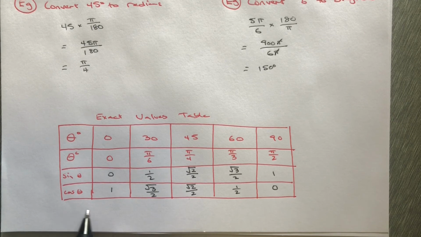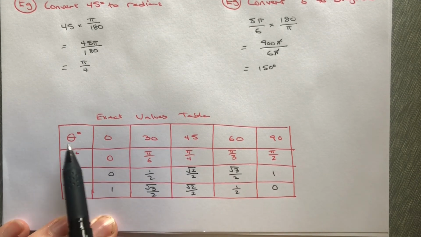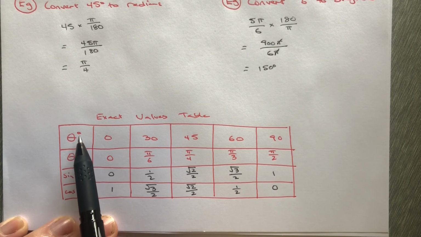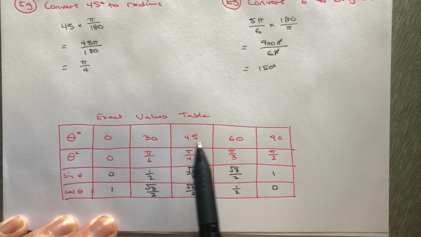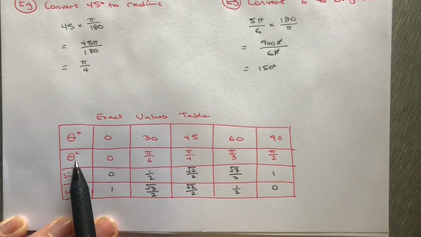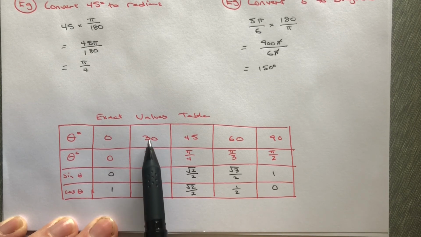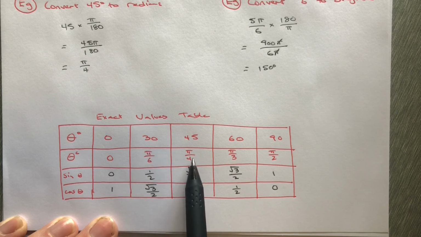You'd normally have a tan row down here, giving you the exact values for tan. But we're not going to worry about that just yet because we're just focusing on sine and cos in our triangle. Okay, now what this is saying here is that, well, this row here is our angle in degrees. So we've got 0 degrees, 30 degrees, 45 degrees, etc. Here is our angle in radians. So 0 radians, pi on 6 radians, which is the same as 30 degrees, pi on 4 radians, which is the same as 45 degrees.